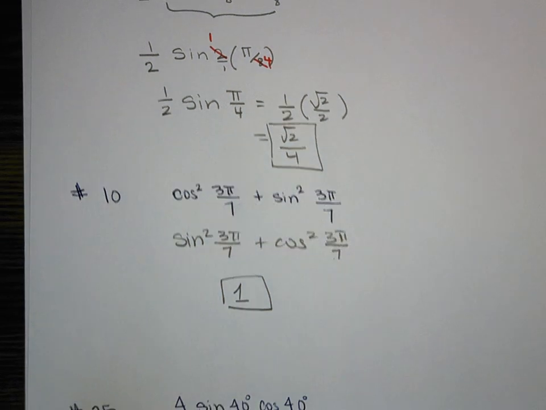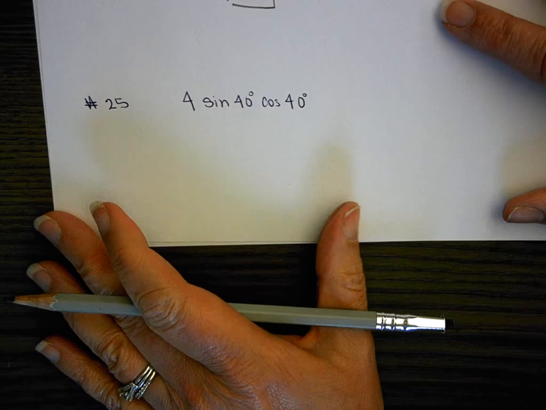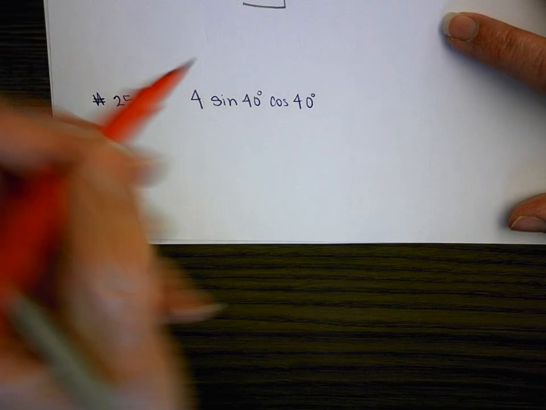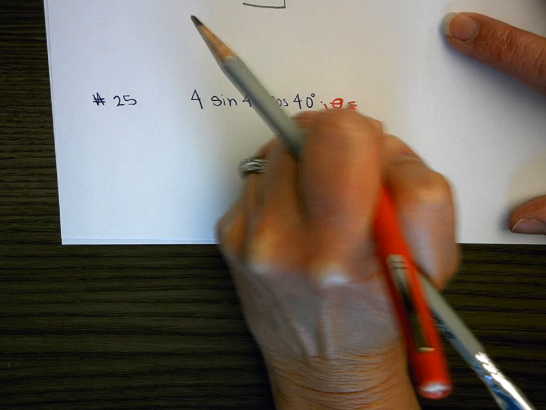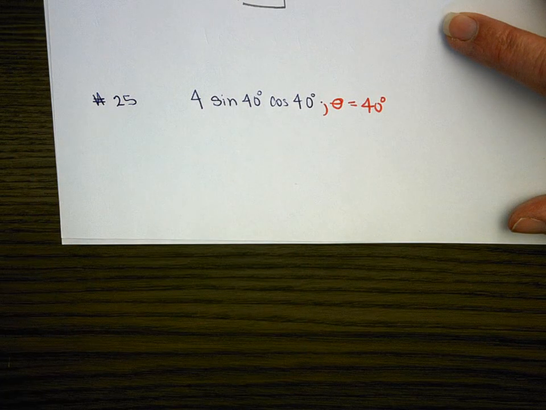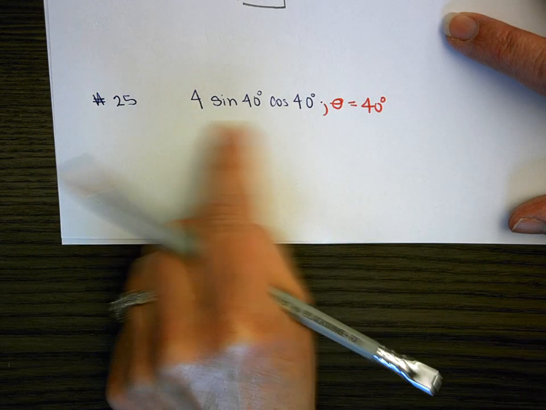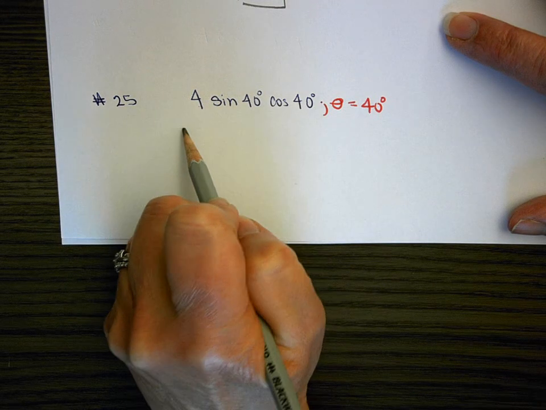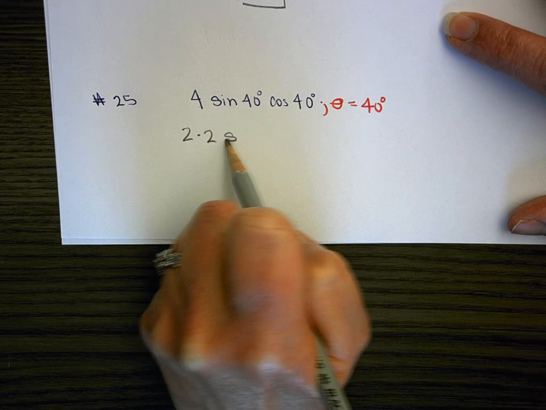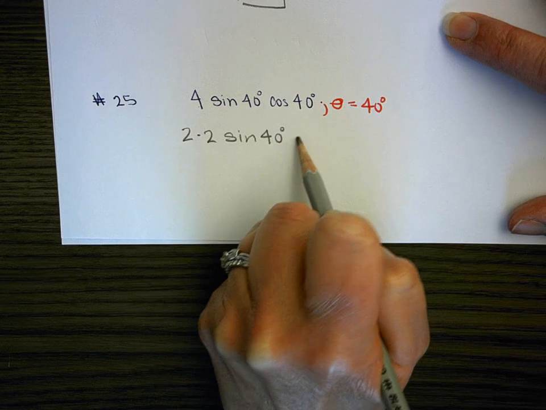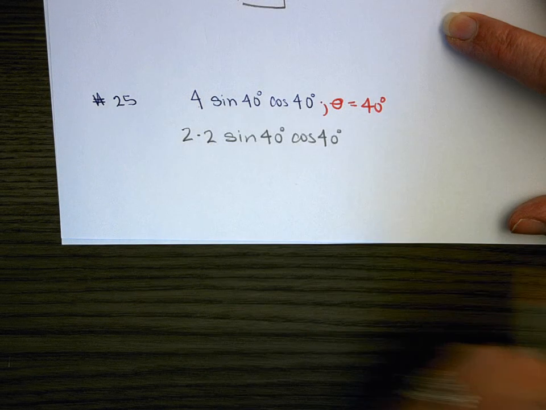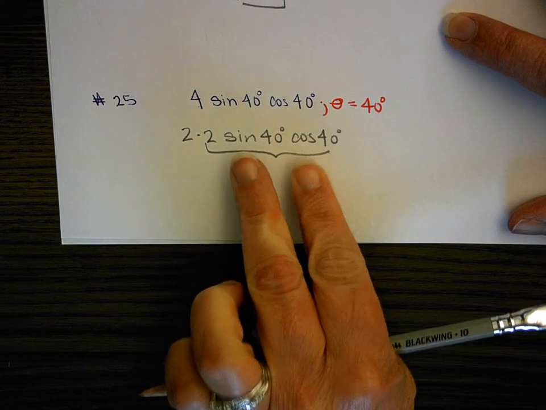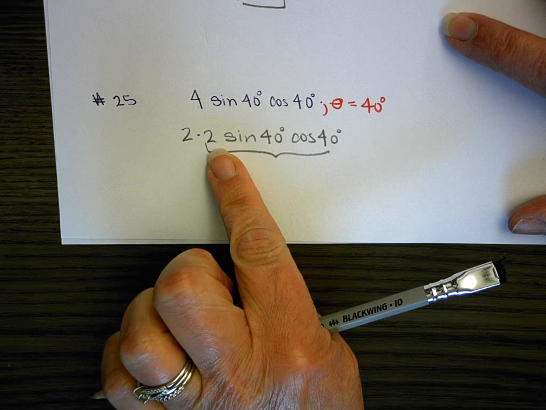All right, and then one more, number 25. For question number 25, I have a product of sine and cosine with the same angle, and that angle for this one is 40 degrees. So again, in order for this to be used as an identity, I need that 4 right here to actually be a 2. So I'm going to just break up that 4 to be 2 times 2. And then I have the identity right here, the product of sine and cosine with matching angles that's being doubled.